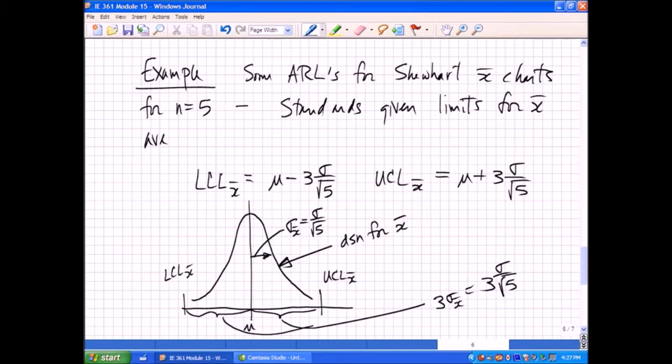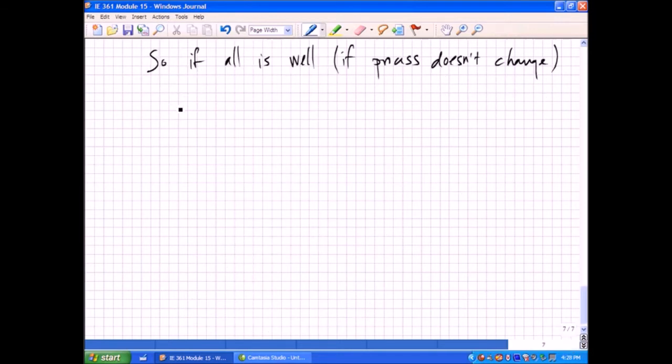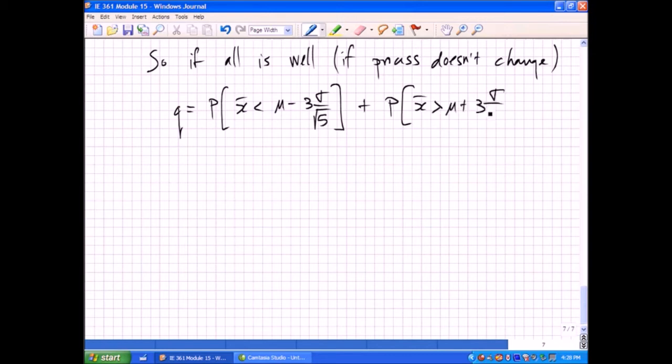the probability that any X-bar value plots outside of control limits is just this area plus that area, and that means that this number Q is the probability that X-bar is less than mu minus 3 sigma for the process over the square root of the sample size, plus the probability that X-bar is bigger than mu plus 3 sigma over the square root of that sample size of 5.